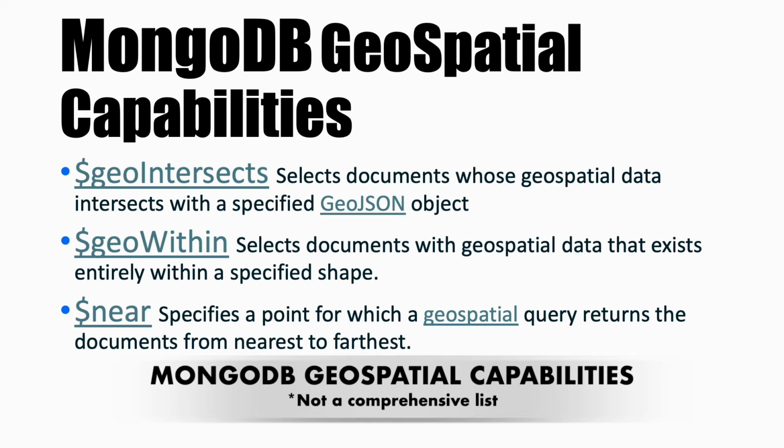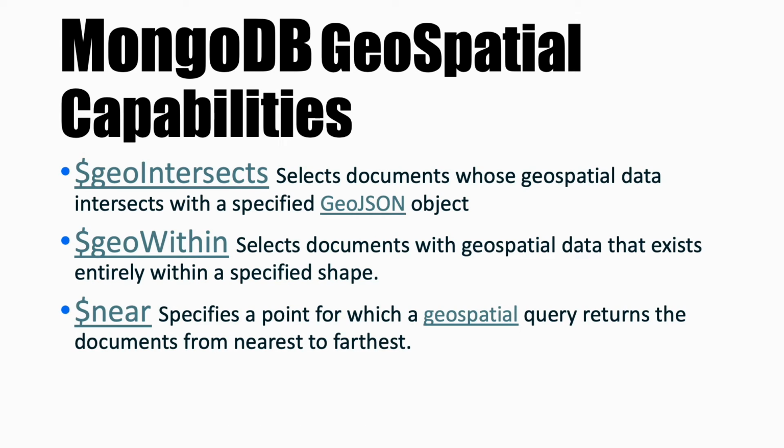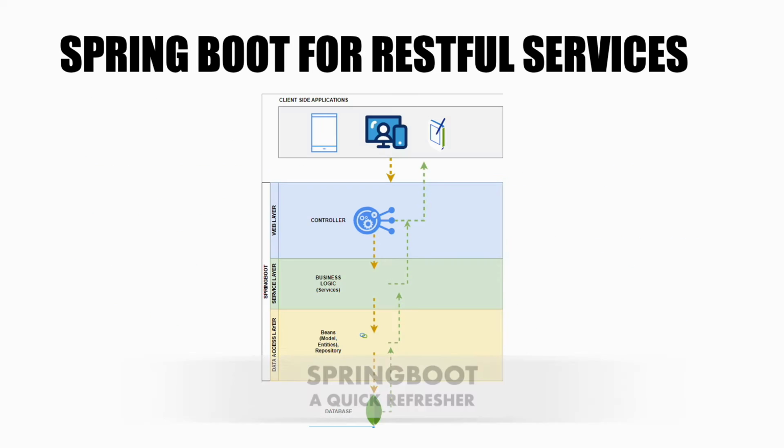Now MongoDB has all these geospatial capabilities, where you can use geo-intersect to find if a point or a polygon intersects with another one, geo within to know whether the geospatial data exists entirely within a given shape, or near to specify whether a point is near to a given point or not, and it returns the documents from the nearest to the farthest location. Now before we start coding the example, let's have a very quick refresher of Spring Boot.